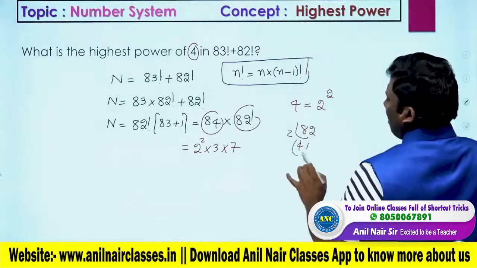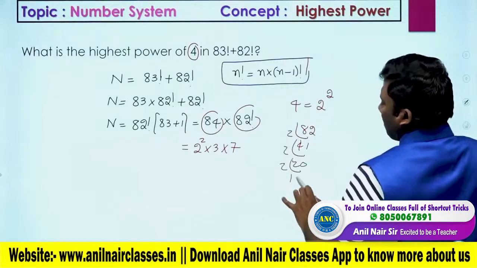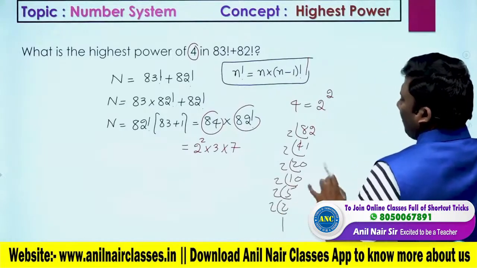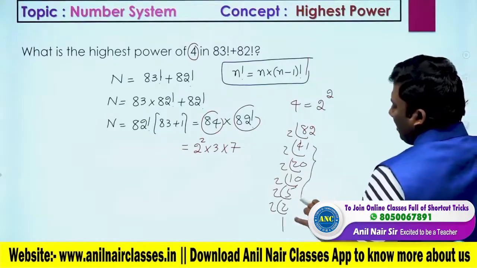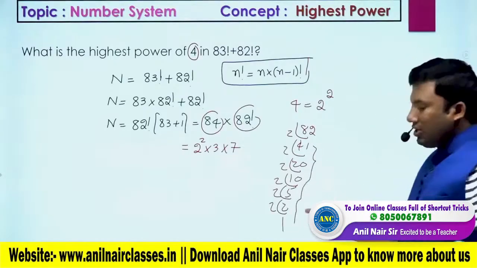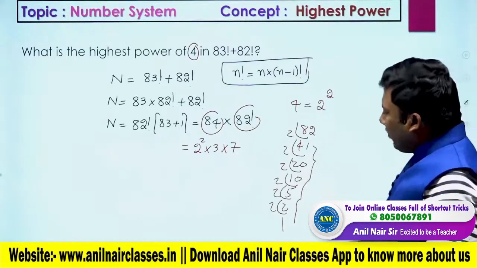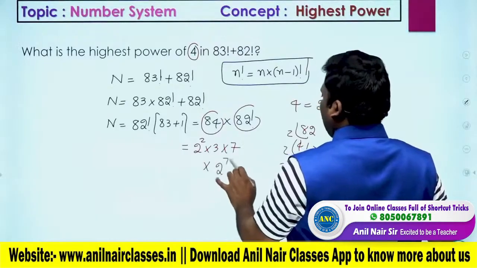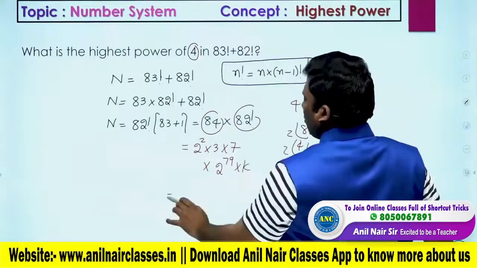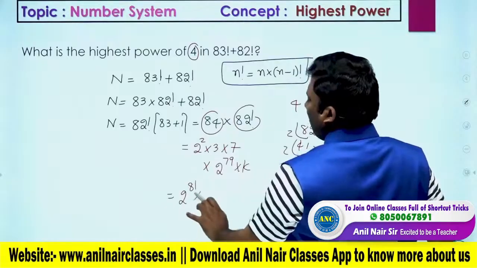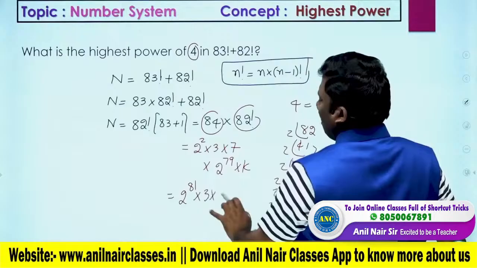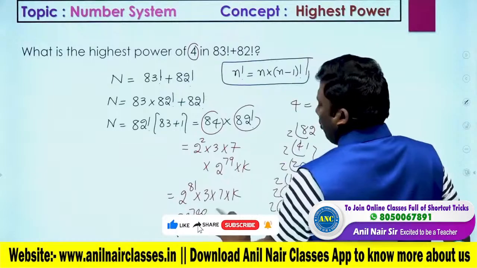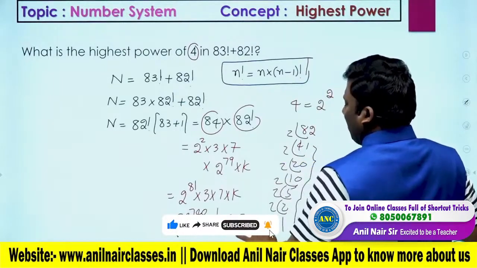2 41s are 82, 2 20s are 40, 2 10s are 20, 2 5s are 10, 2 2s are 4, 2 1s are 2. 41, 61, 71, 76, 78, 79. Am I right? 41 plus 20 is 61, 71, 76, 78, 79. So these are nothing but 2 power 79 into k. So it will be 2 power 81 into 3 into 7 into k. So this will be 2 square power 40 into 2 power 1 into 3 into 7 into k.